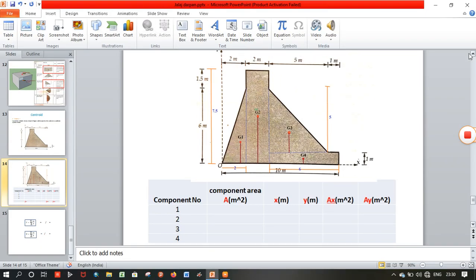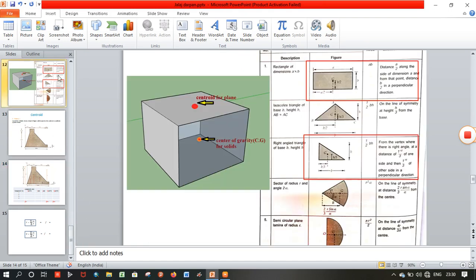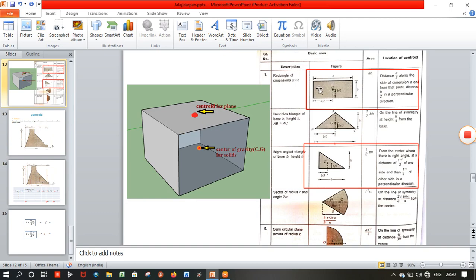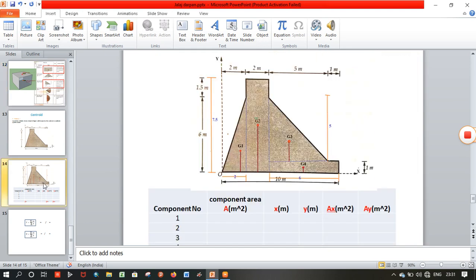First come to geometrical component 1. Before that, take a glance at these standard geometrical figures. For a rectangle, the area is base into height, that is a into b. For a right angle triangle, the area is half into base into height. This one is the base and this one is the height. So now move on to here.